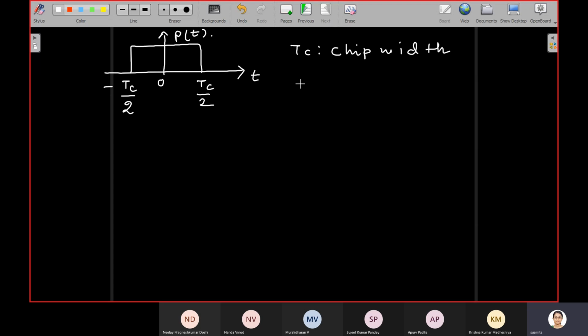How can we find the chip width? What will be the chip width for this CA code? Is it possible to find the chip width? Chip width is basically the duration of the chip. How can we find the duration of a single chip?